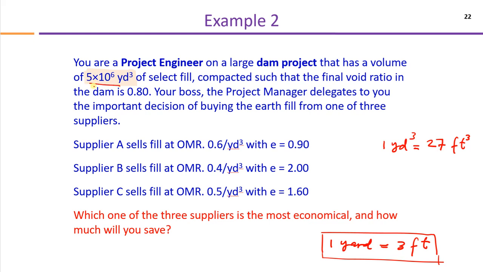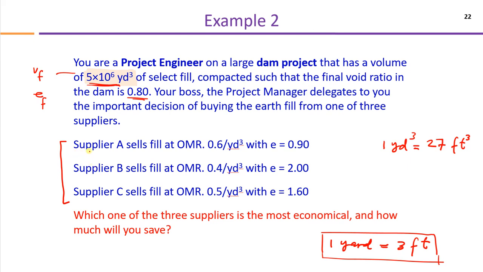So this is the volume of the dam, means volume of the dam is the volume of fill, compacted fill. And the void ratio of this fill is going to be 0.8. So this is volume of fill, and this one is the void ratio of the fill. Now you get a task here as an engineer, or your boss is going to tell you these are 3 suppliers and we have to choose which one of them is the best for this project.